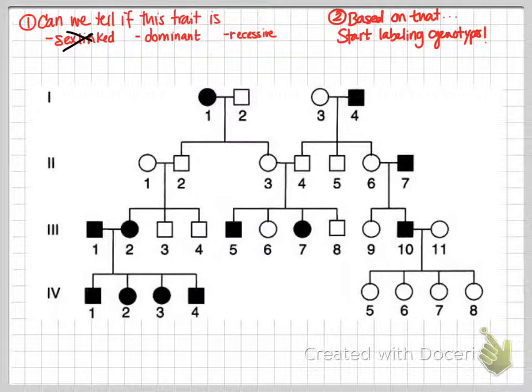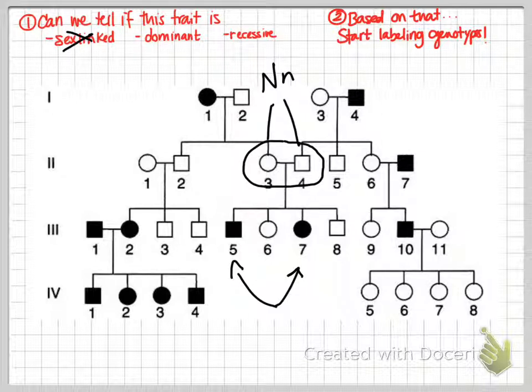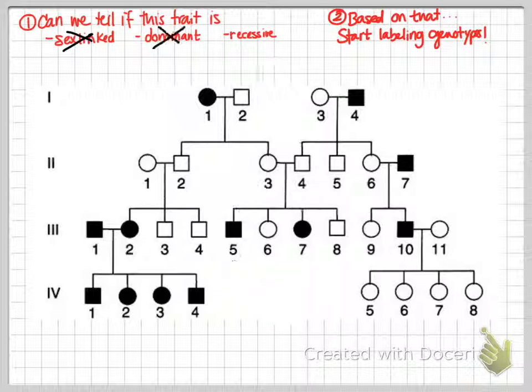Now the other question, is this trait dominant or recessive? Well, here we have 2 parents, neither of whom have the trait, who produce 2 offspring who do have the trait. What does that tell us? Well, it tells us that this trait has to be recessive because these parents must both be carriers for whatever this is, and that allows them to give each offspring a recessive gene, but yet to not be affected themselves. So we figured out that this is a recessive trait.